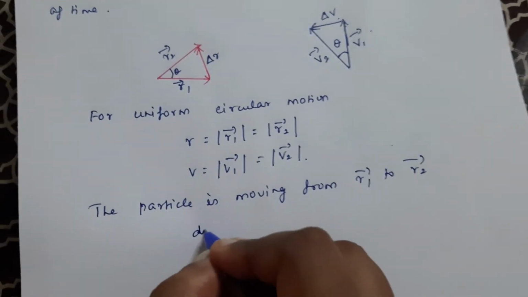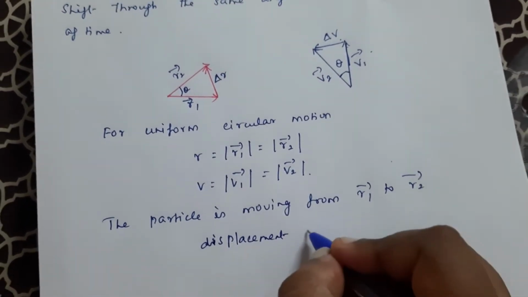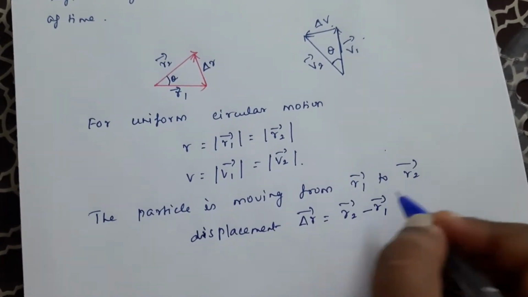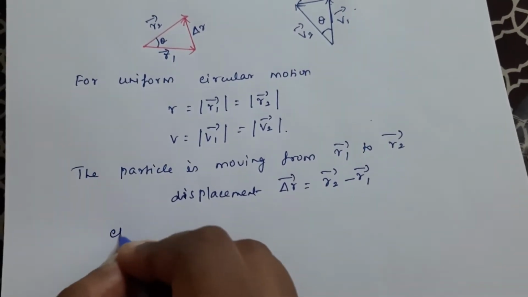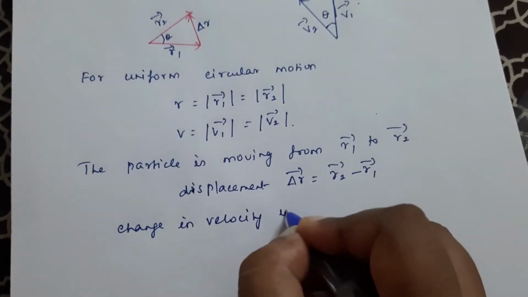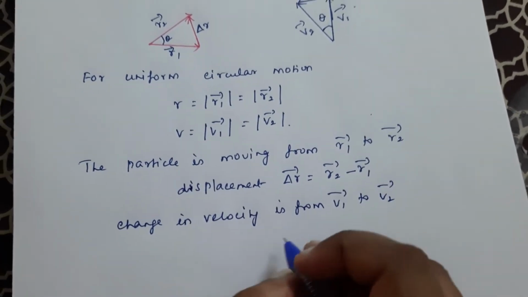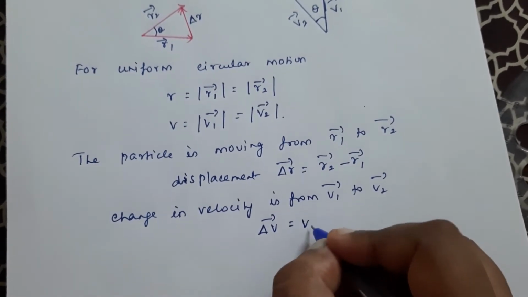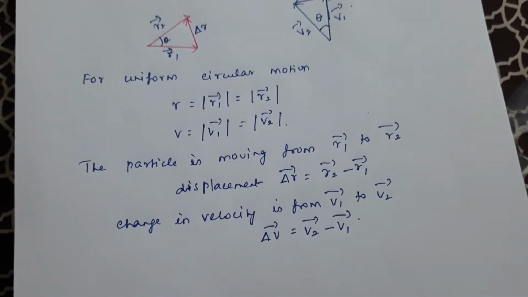So what is the displacement? The displacement is delta r vector, which is equal to r2 vector minus r1 vector. Now the change in velocity is from v1 vector to v2 vector. So what is the change in velocity? Delta v is given by v2 vector minus v1 vector.